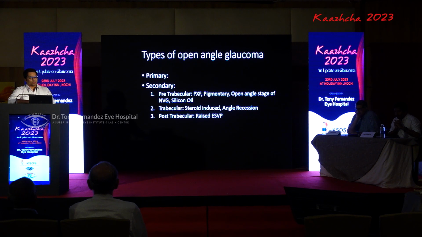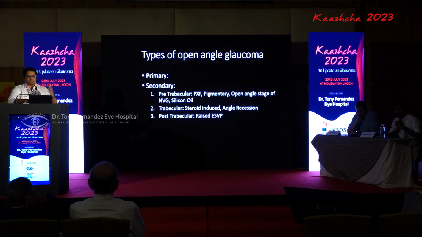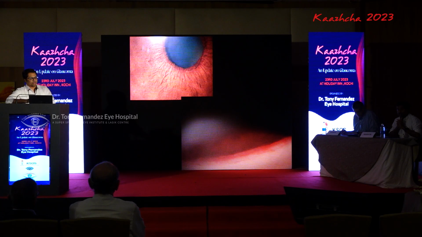So what are the types of open angle glaucoma? We have primary. When there is no obvious cause for glaucoma, we call it primary open angle glaucoma. Whereas when we have an underlying disease which is causing this glaucoma, we call it secondary open angle glaucoma. In that there are three subtypes: the pretrabecular, trabecular, and posttrabecular. The pretrabecular, like something is clogging the trabecular meshwork: pseudoexfoliation or pigmentary glaucoma, the open angle stage of neovascular glaucoma, silicone oil-induced glaucoma. Then the trabecular type, like steroid-induced glaucoma or angle recession glaucoma, and the post-trabecular, like raised episcleral venous pressure, carotid cavernous fistula.